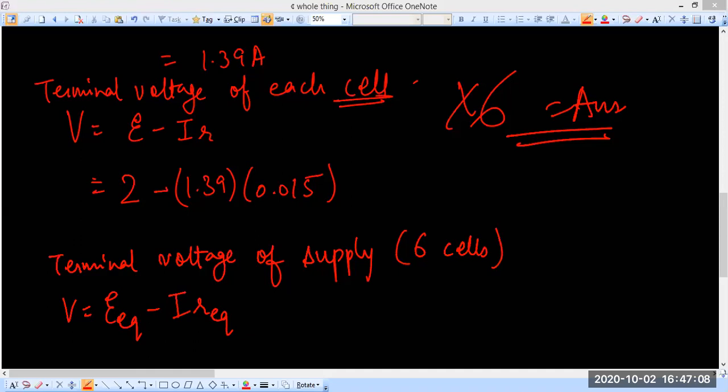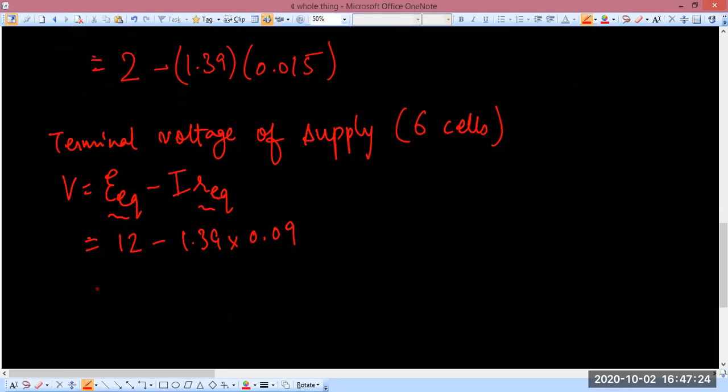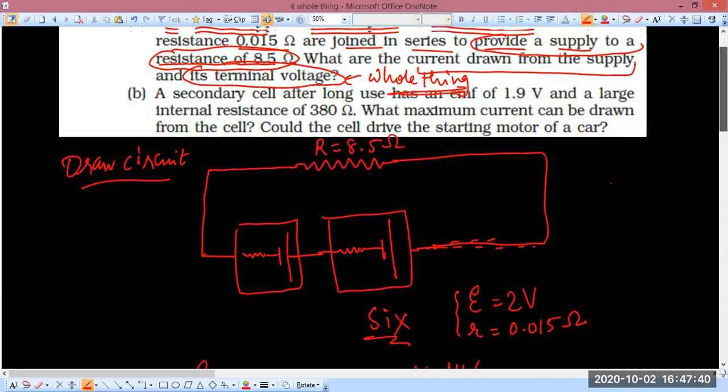Why does everyone get a different eleven point answer? What is epsilon equivalent? 12 minus current is 1.39 into R equivalent is 0.09. So do this, what different answer do you get here? Okay, I think that's enough, right? The answer is already given in the book at the back, don't ask me. Yeah, it's 11.87 or something like that volt. Okay, fine. That's enough. Now let's go to part B.